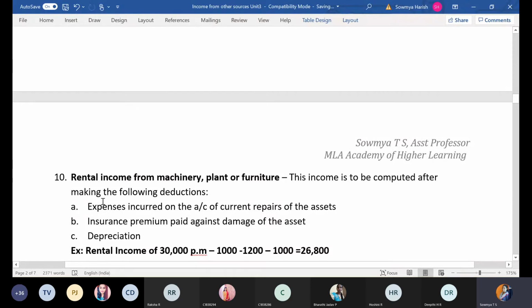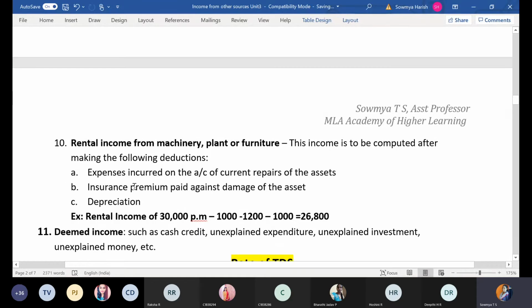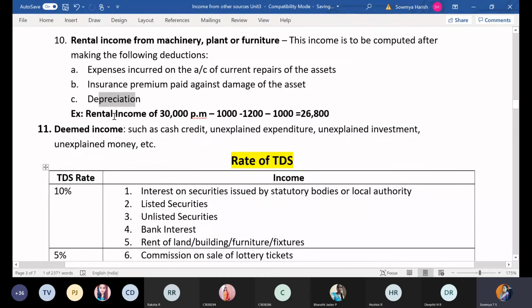See here. So this income, that is rental income from machinery, plant or furniture, is to be computed after making the following deductions. That is expenses, whatever you incur, insurance premium, whatever you pay, and the depreciation, whatever you charge. Think that your rental income is 30,000 rupees. Expenses towards repairs is 1,000. Insurance premium you are paying is 1,200. Depreciation is 1,000. You will have to deduct these. These are the expenditures, and this is the income you are receiving. So this will be the taxable rental income. This is how we compute.